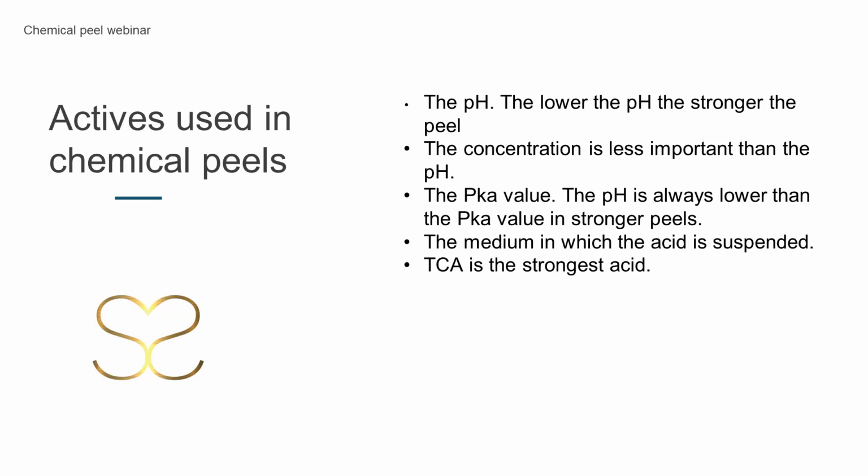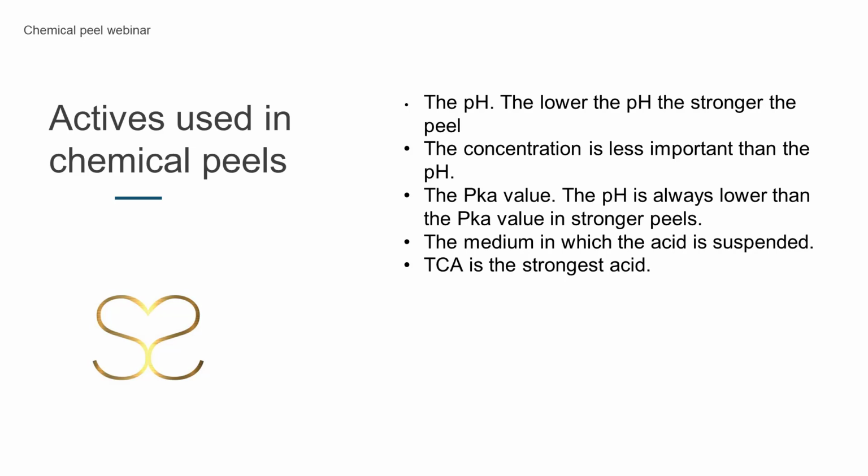The second factor is the pKa value. Each acid has a particular pKa value. The closer the pH to the pKa value of the particular acid, the more salt versus acid it contains. Therefore, the closer the pH and the pKa value, the milder the peel.